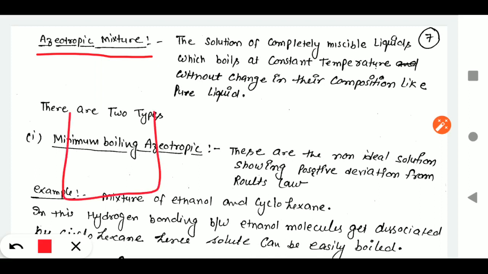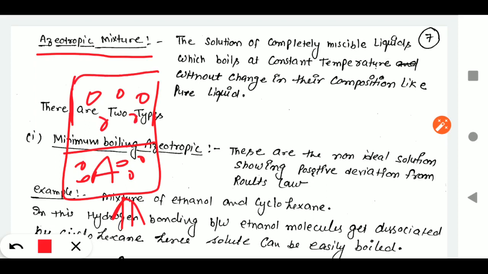Suppose I am taking pure solvent A. If I heat solvent A at any temperature, then what will happen? Its vapor will be formed. So what is happening here? The composition in the vapor phase is A, as well as the composition in the liquid phase is also A.